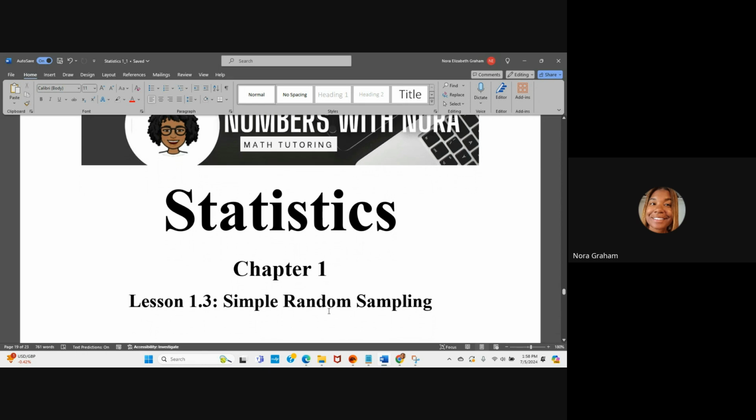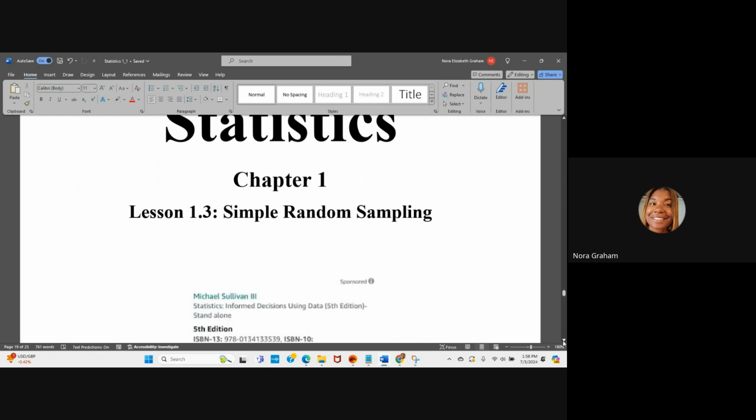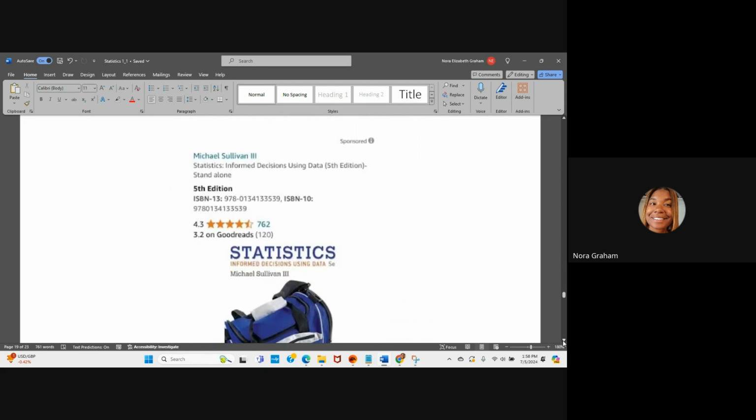For this lesson, we're going to be doing 1.3, simple random sampling from chapter 1. The book that I'm using is Statistics by Michael Sullivan, third edition. If you have questions on where to purchase this book or how to get it, let me know.